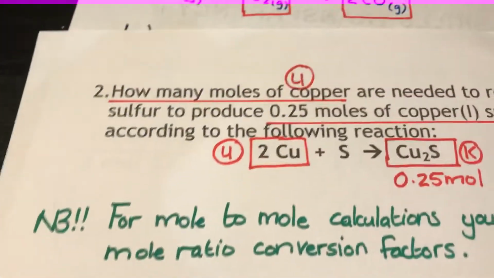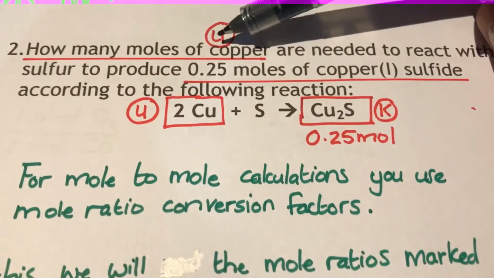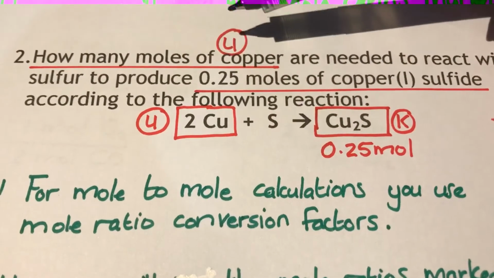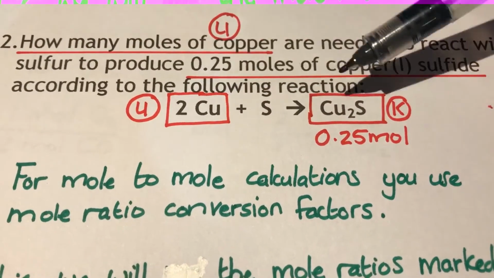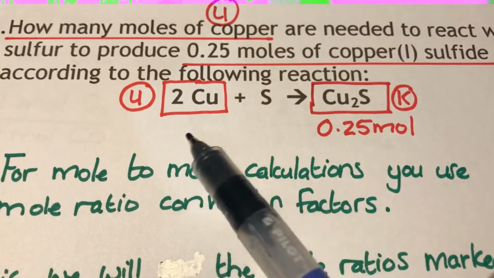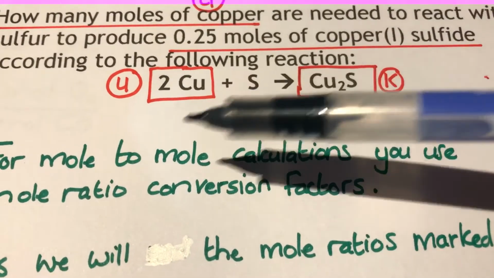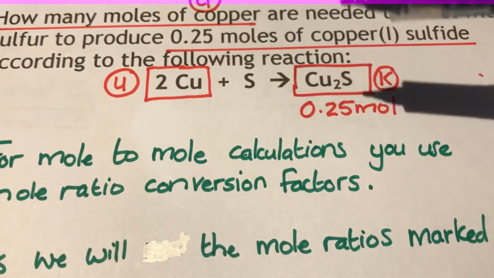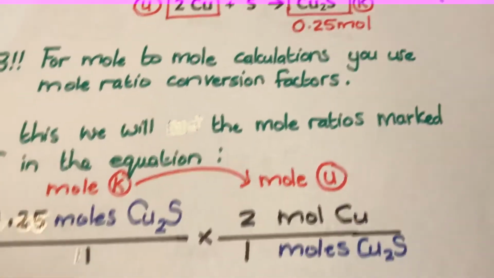So if we look at a calculation where we're going to do mole to mole, we will look at the question and identify two factors, my unknown and my known. So if we look at this question, we see the unknown is how many moles of copper, and the known is that which they give you, 0.25 moles of copper 1 sulfide. So you will go mark them off in your equation and indicate which is the unknown and which is the known. You will use the mole ratios, which means the 2 in front of copper and the 1 in front of copper sulfate, in order to do this calculation.